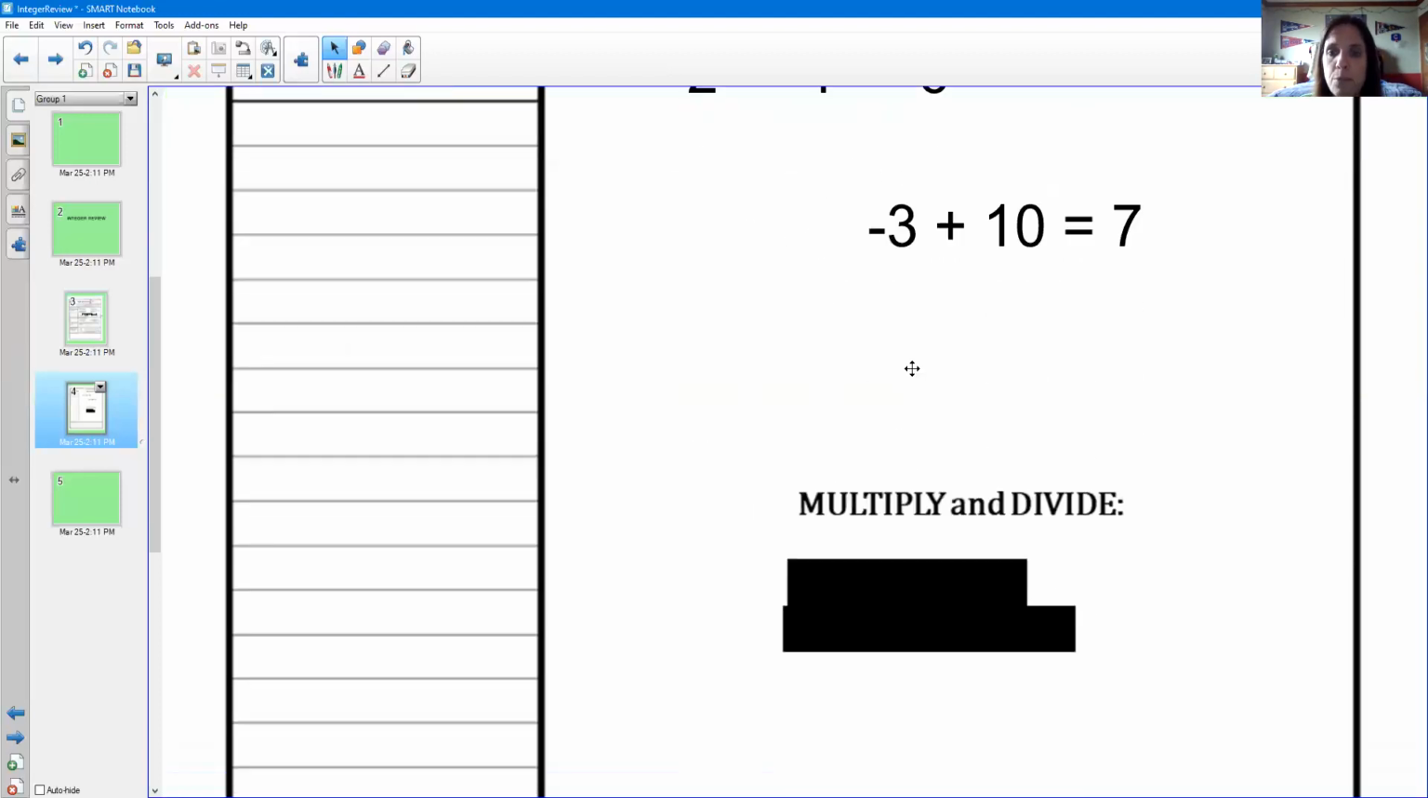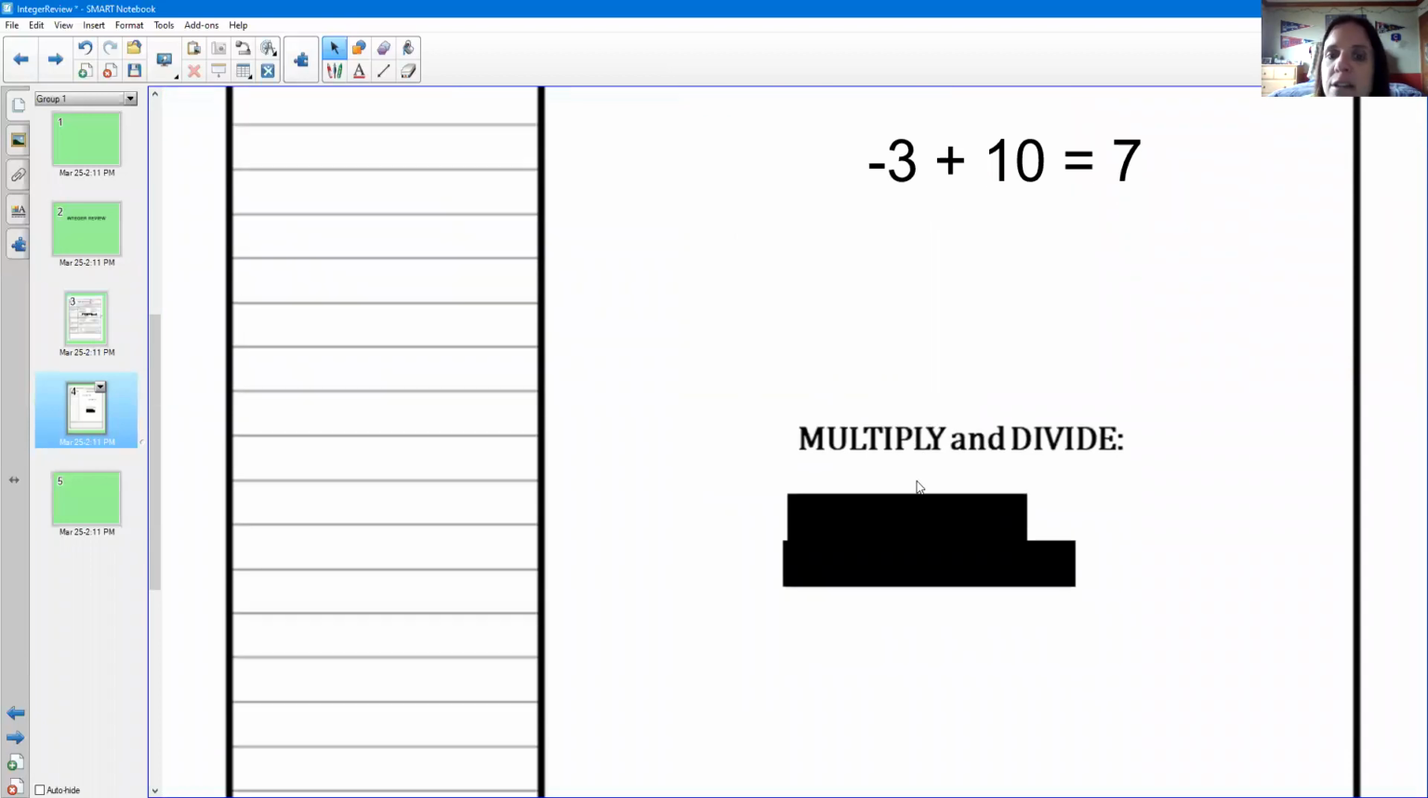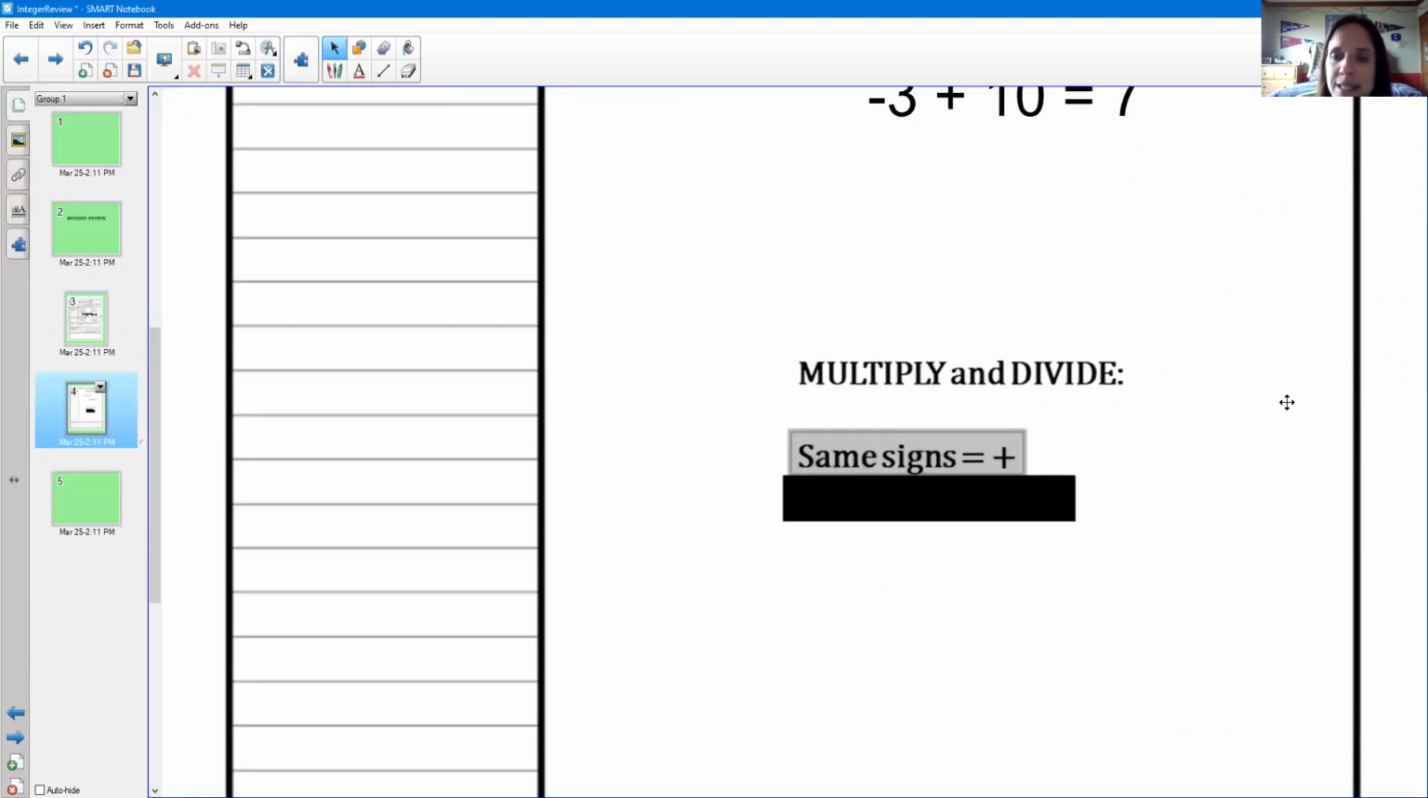Okay, multiplying and dividing had different rules. If they were the same sign, your product was always positive. So a positive times a positive is a positive, and negative times a negative is also a positive. Different signs, your product's negative. So if you have one of each, a positive and a negative, then you're going to have a negative product. Okay, that was a really quick review. Oh, product or quotient. Same goes for division, okay?